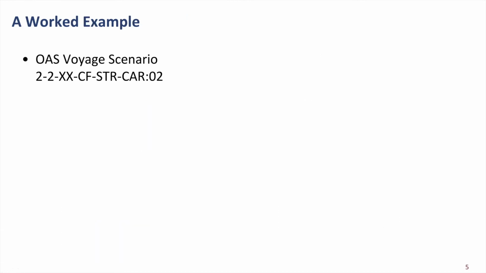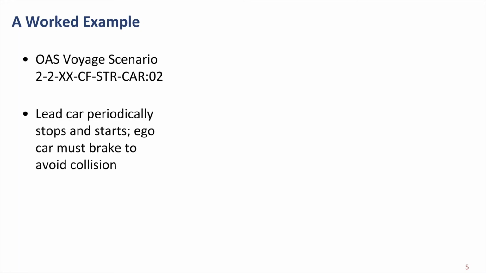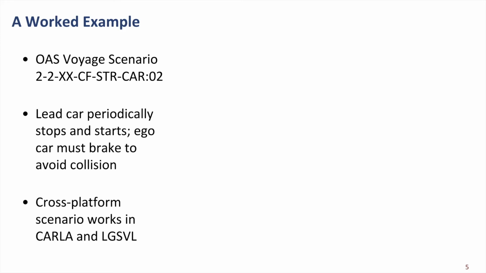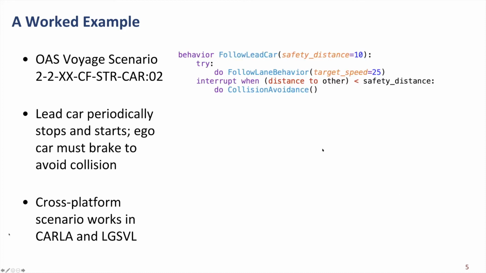So to show a little bit more detailed example here, this is a Scenic program based on one of the scenarios in the OAS Voyage scenario database. The idea is you're going to have a lead car, which is periodically stopping and starting, and the ego car, which is following it, has to brake to avoid a collision. And we're going to write this in a way that it works in multiple different driving simulators. So we'll start out with a follow lead car behavior. This is actually the same one we just saw on the previous slide. That's what the ego car's behavior is going to be.